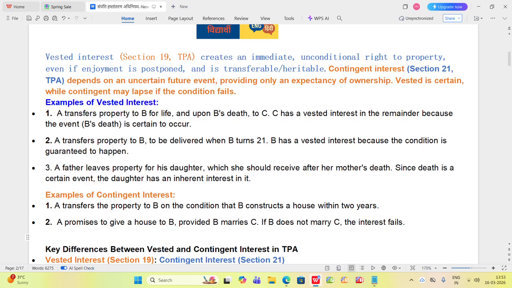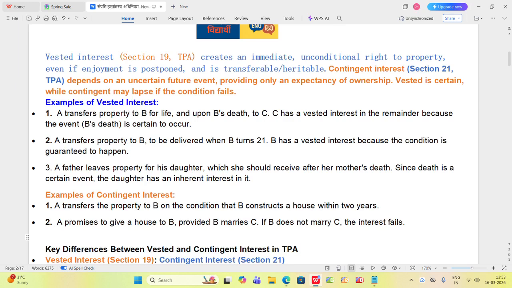Second, A transfers property to B to be delivered when B turns 21. Suppose A is the person whose boy is B, and when he turns 21, that property will be automatically transferred to the boy B. B has a vested interest because the condition is guaranteed to happen.